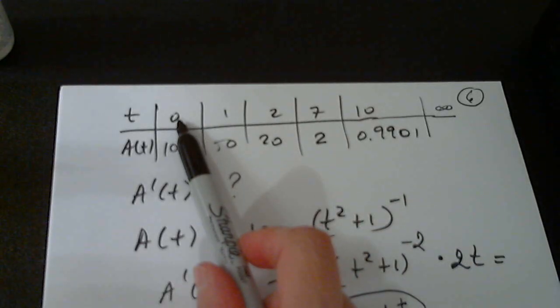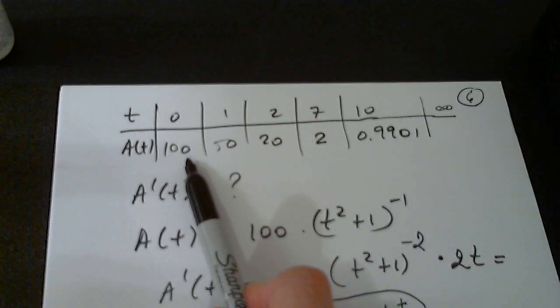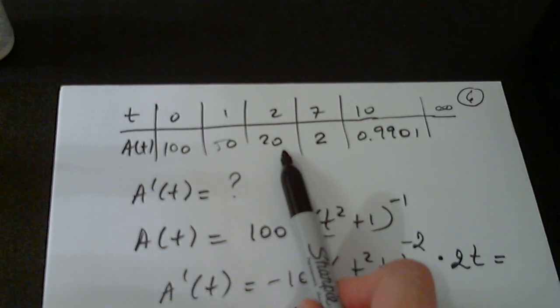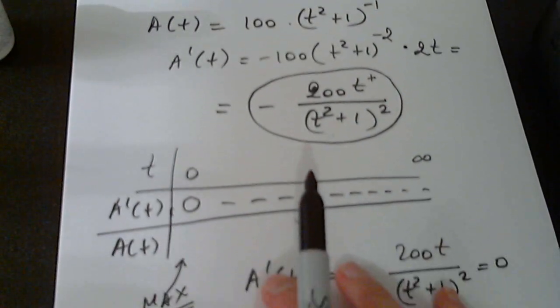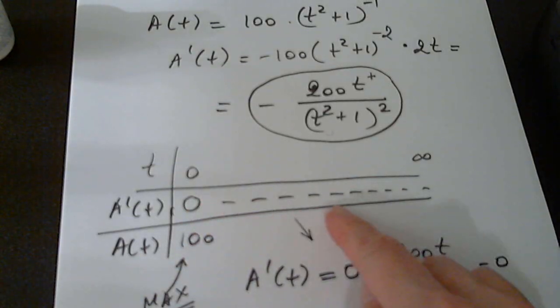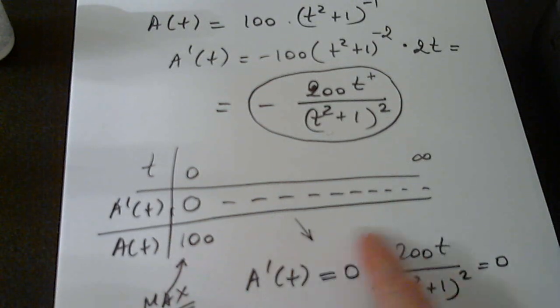So at the time t equals 0, when I take the medication, the concentration in the bloodstream is the maximum. An hour later, it drops to 50, 2 hours later to 20, and so on. So this is indeed the maximum, which is 100. Since the first derivative is always negative, the function is always decreasing.